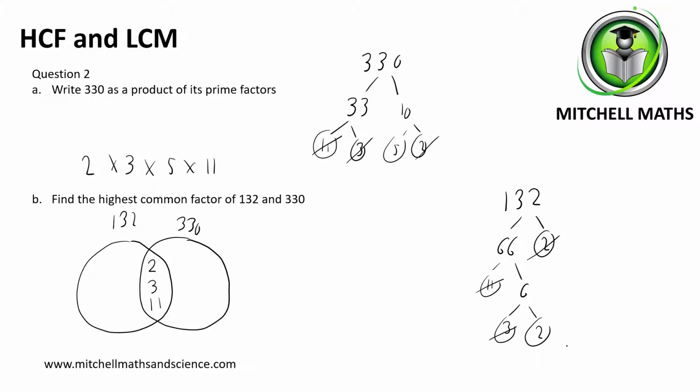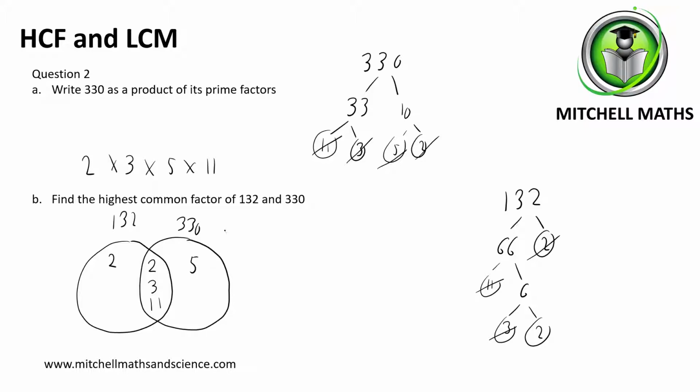What I can see is in 132 there's an extra 2 there, so I'll put the 2 in there. And there's an extra 5 in the 330, so I'll put an extra 5 there. So that's what just appears in the 132 and what just appears in 330.